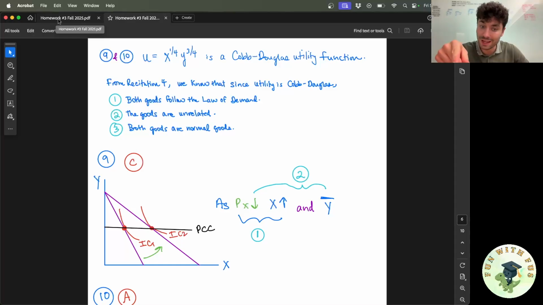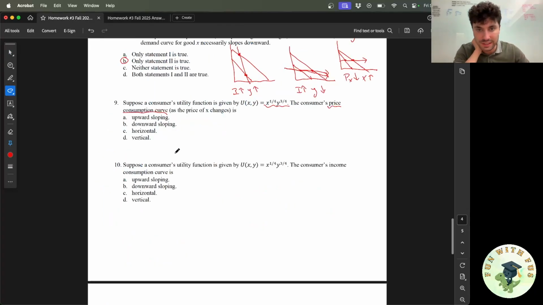Once again, you can, and it'll line up. However, I want to save you guys time and sanity. So we know that the law of demand holds that goods are unrelated and both goods are normal goods. So when I'm making a price consumption curve, I need to know as the price of X changes. So let's do our generic decrease in the price of X like we always do.